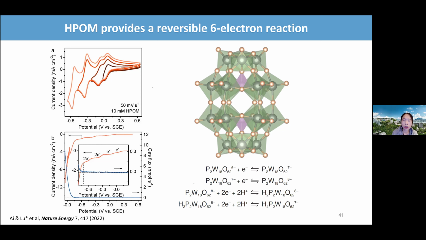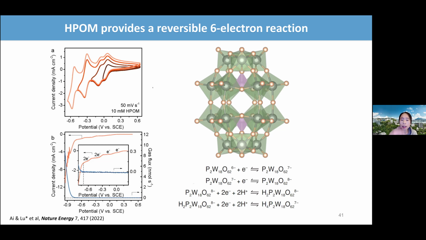There is some literature showing up to 12 electrons storage, but in our case, we see that a lot more electrons at the end are mostly hydrogen evolution. So we decided to stick to 6 electrons, which is already pretty good, and that's also very important to avoid the side reaction of hydrogen evolution.